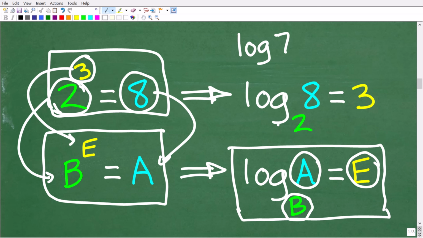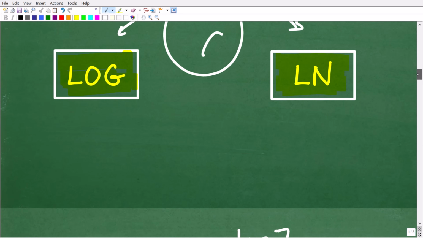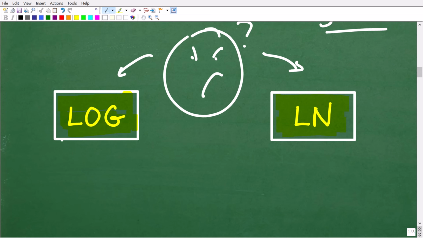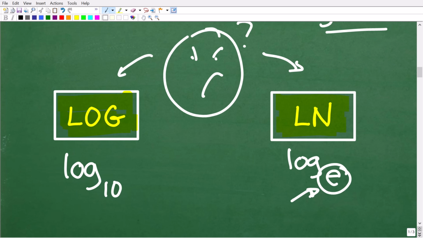Now let's talk about this base stuff right here. So here we have the base of 2, and let's go back to these calculator functions. This LOG button is log base 10, which is referred to as the common logarithm. And this ln is something called log base e. And e is the natural base, which is a particular specific number.